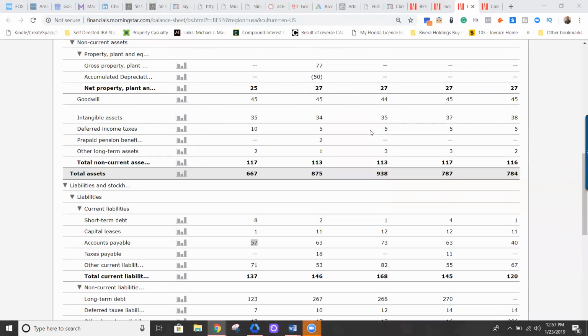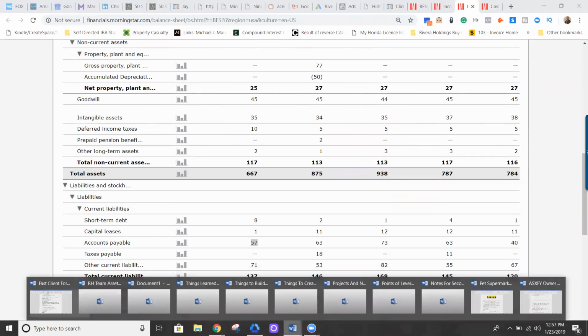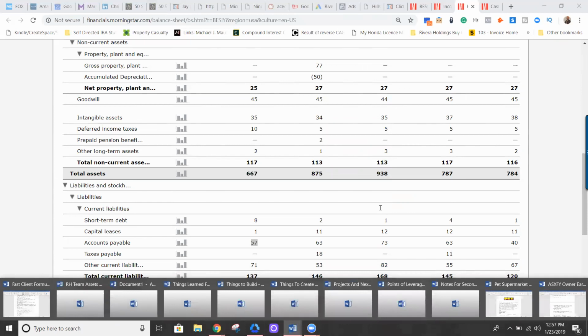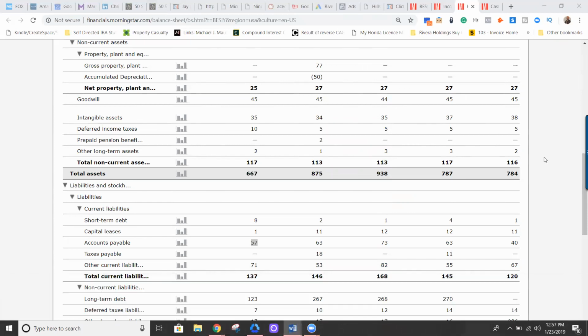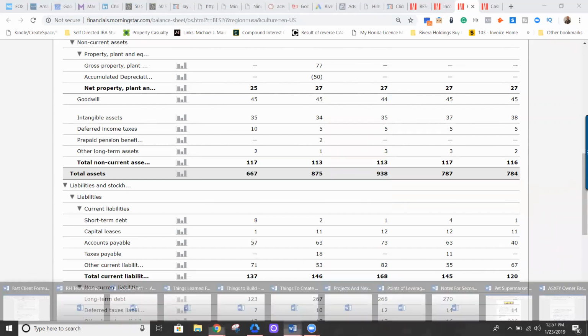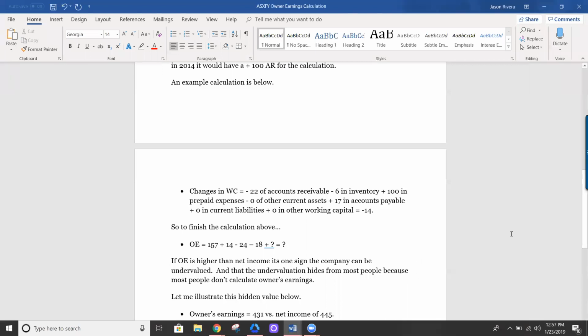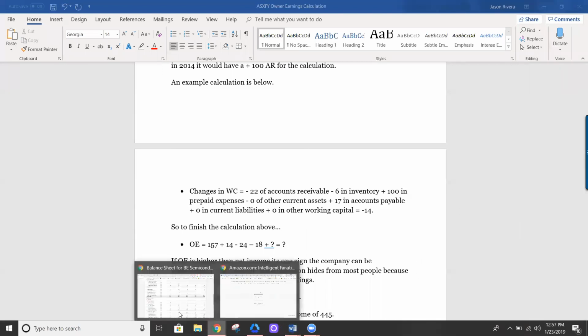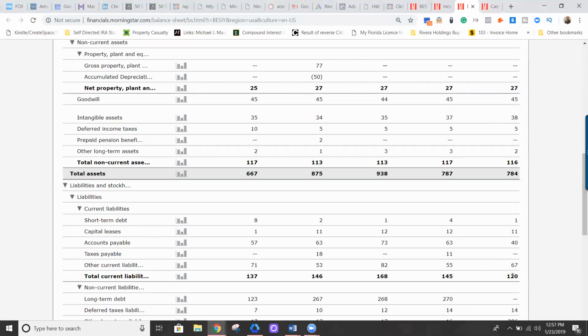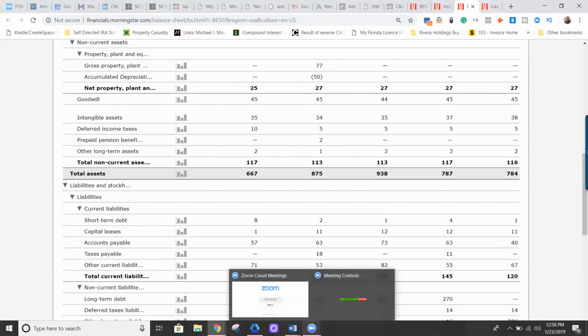I'm trying to get there, David. There we go. Okay, now where am I? Okay, so where were we? Current liabilities, changing current liabilities. We use these numbers, the totals. So 120 minus 137 equals negative 17, which is a negative and a negative, positive. Yes.